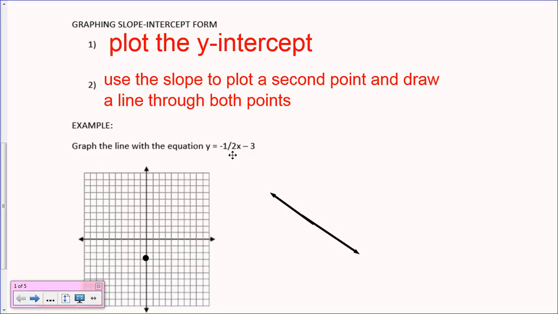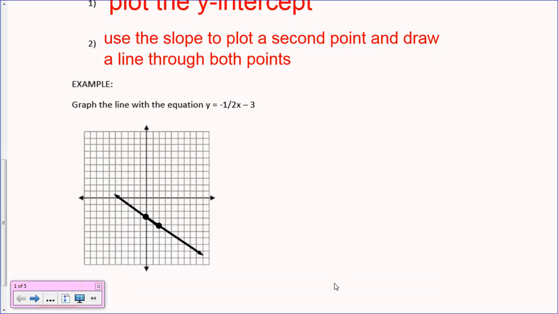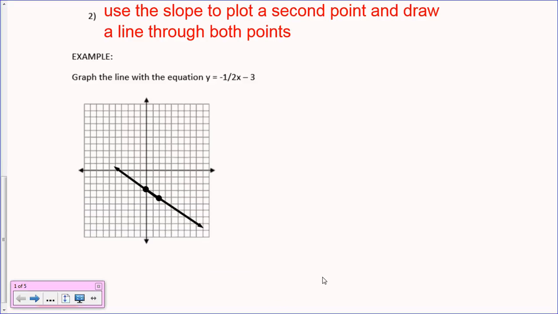So it's -1/2. I'm going to go down 1 because the rise is -1. And the run is +2, so I'm going to the right 2. Right there. Okay, once I have 2 points, I can draw a line through it. So let's go ahead and put a line through it. I just graphed the line with the equation y equals -1/2 x minus 3. That's all you have to do to graph a line. Okay? And if you want, you could check it in your calculator by clicking on y equals and typing in that equation. Okay? And you should have the exact same thing.